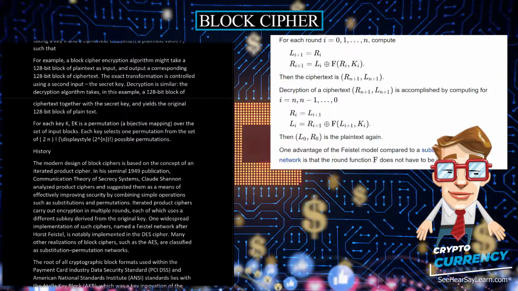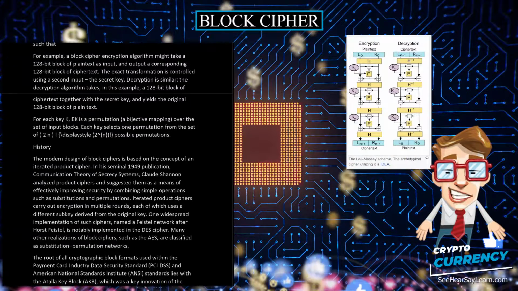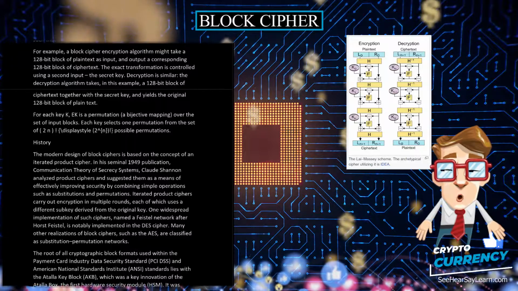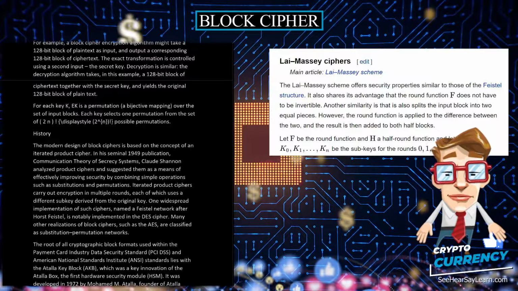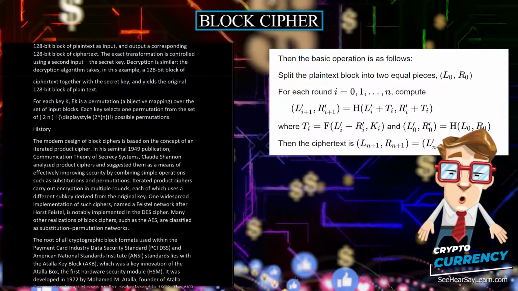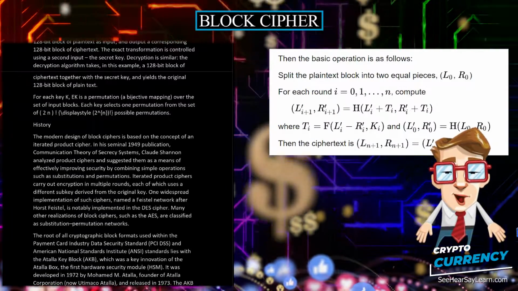For each key K, E_K is a permutation, a bijective mapping, over the set of input blocks. Each key selects one permutation from the set of 2^n! possible permutations.